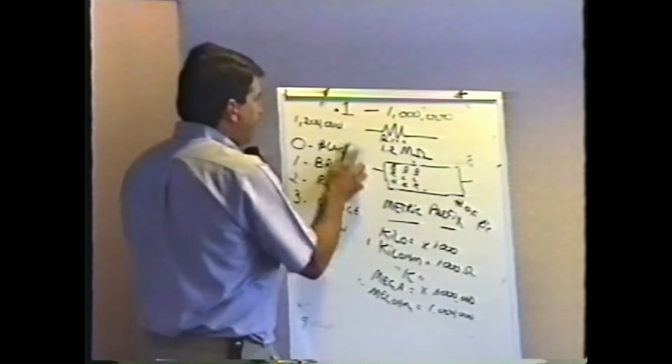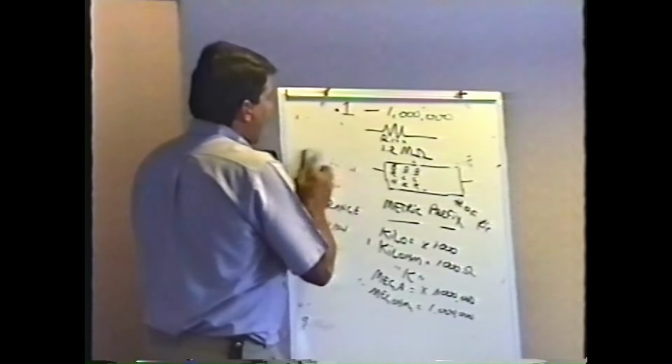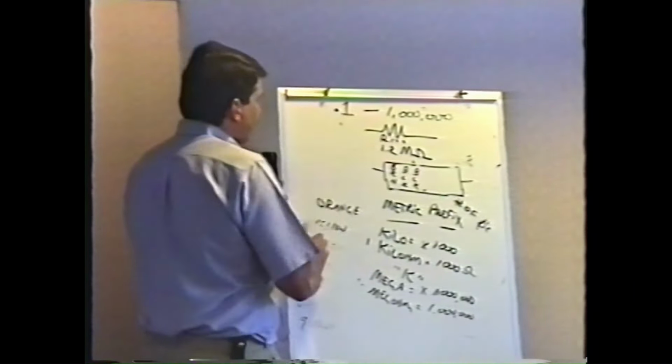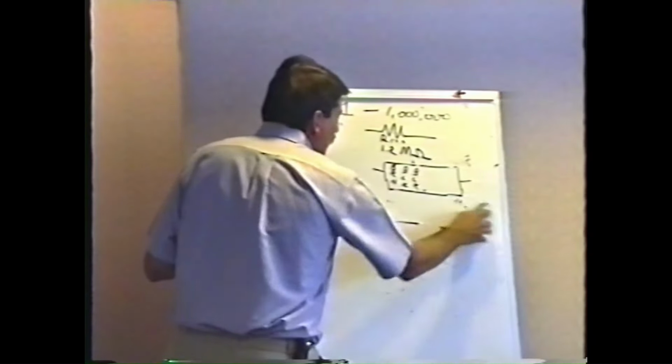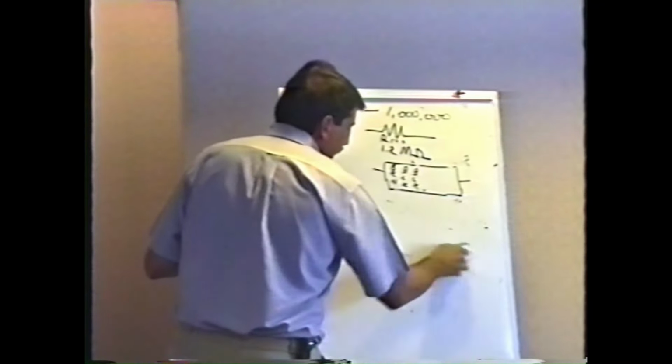Okay. Now, sometimes we have these itty-bitty resistors. We have these resistors that are in fractions of an ohm. For resistors that are 10 ohms or less, we have another way of denoting what the value is.